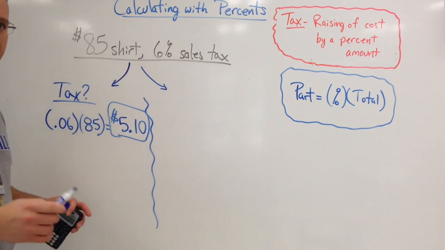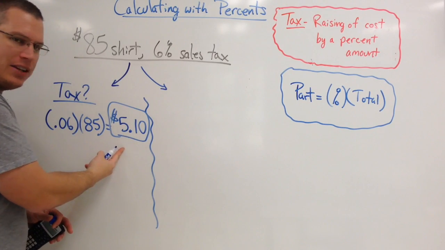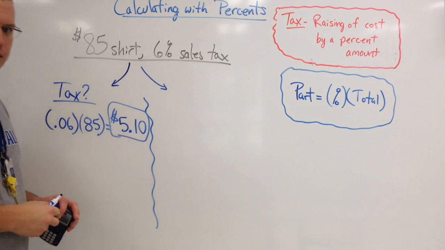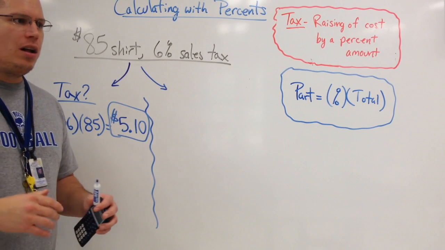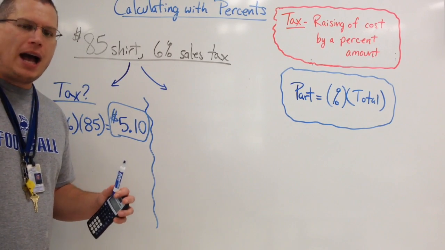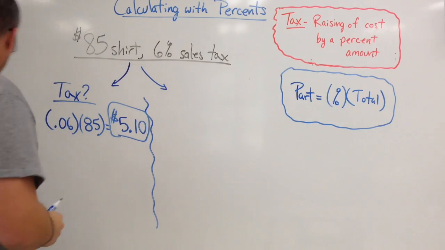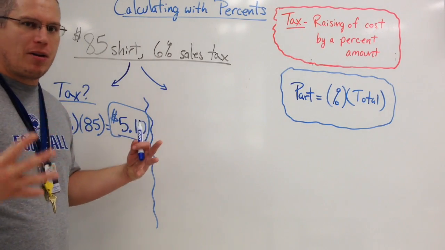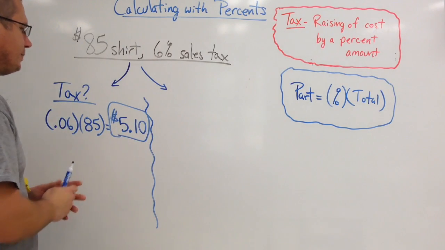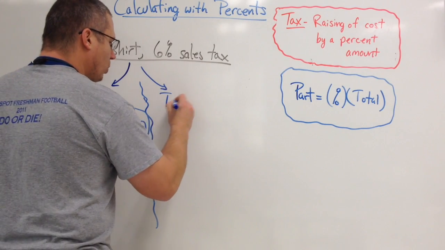So not only do I have to pay the $85, I also have to add on the additional $5.10. And this is why percents work so well, because the bigger price item you buy, the more tax it is. Okay? So that's how the states get more money, when people buy bigger items, because you owe more tax on it. The other thing you'd be asked is, what is the total cost?